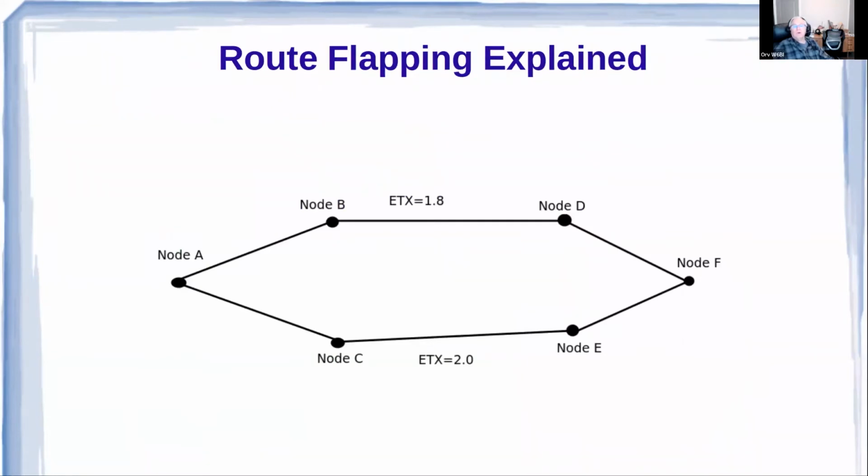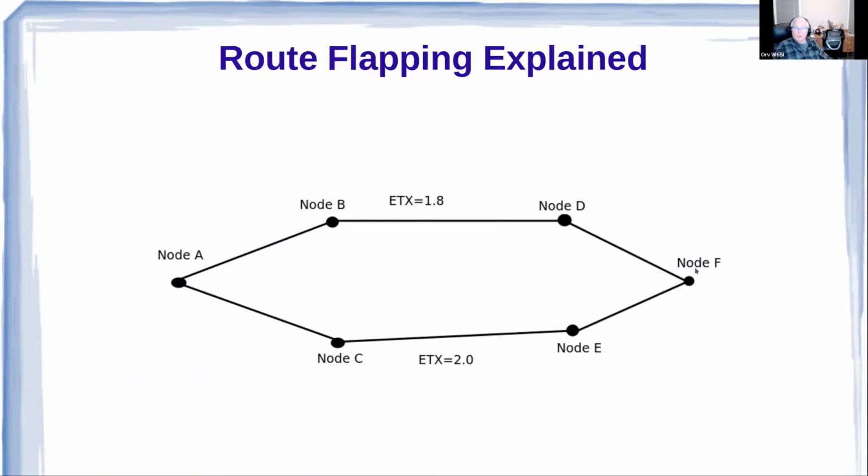I tried to do some graphics with this, but my graphic skills are lacking, so we'll just talk about this. Here's a generic network. Let's assume node A wants to send traffic to node F through nodes B and D, but it also has a second path through nodes C and D. And you can see that the upper path with an ETX of 1.8 is the preferred path. So that'll be the path node A takes when it starts transmitting data.